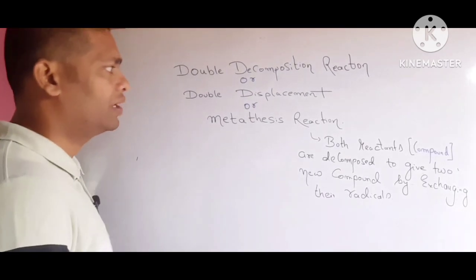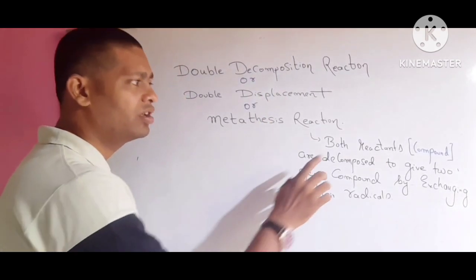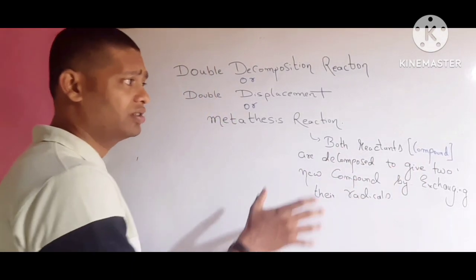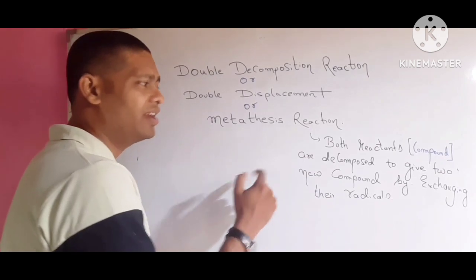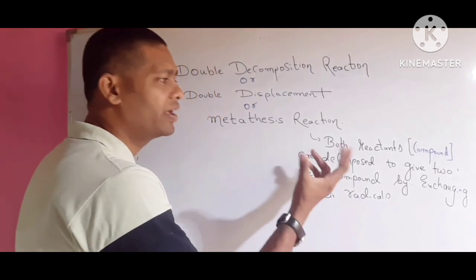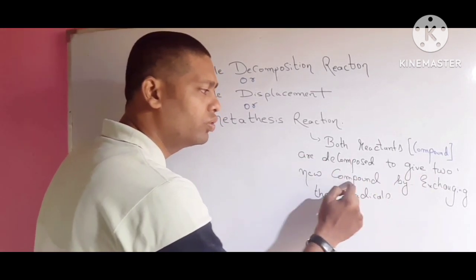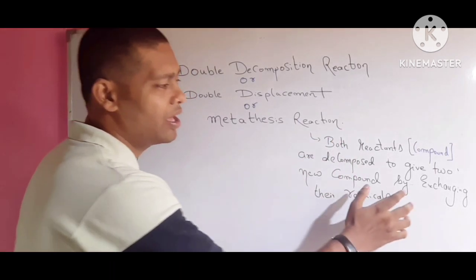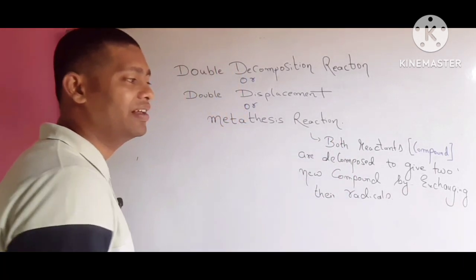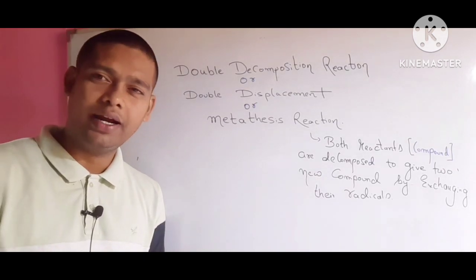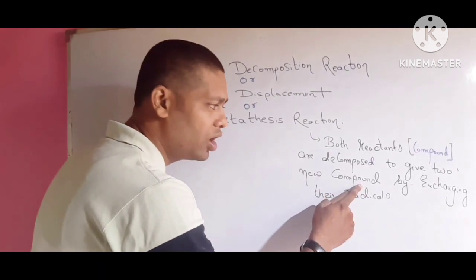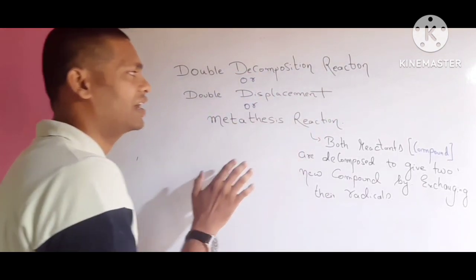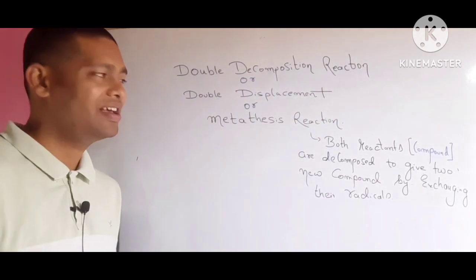So what do you mean by double decomposition reaction? When both the reactants, in compound form, on the left side, are decomposed, meaning breaking down, to give two new compounds. We get new compounds on the product side, the right hand side, by exchange of radicals. They exchange their radicals so as to form a new compound from the old one. That is known as double decomposition reaction, double displacement, or metathesis reaction.